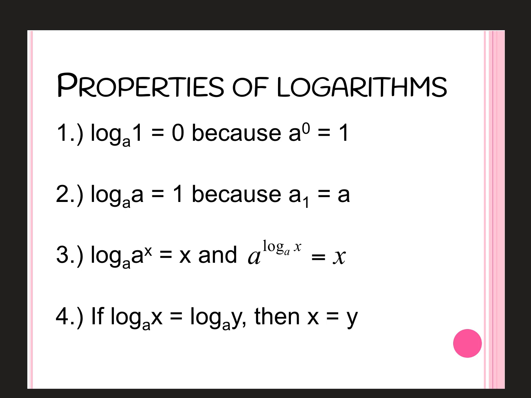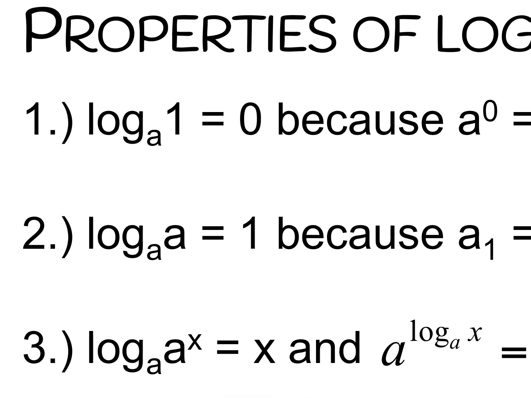Okay, number 1 says log base a of 1 equals 0. Well, if I change this to exponential, my little a becomes my big base, right? And then 1 and 0 change spots. So anything to the 0 power equals what? 1.